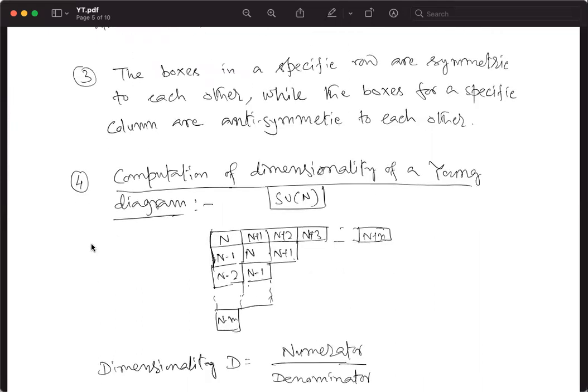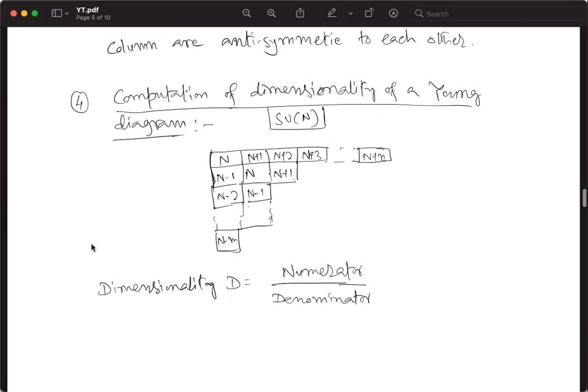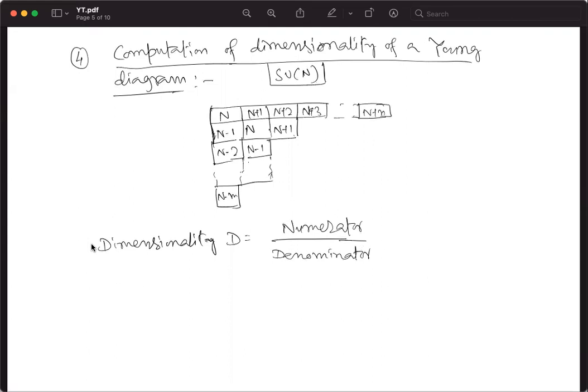So once we use these thumb rules to construct the diagrams, our job is not done, because then we have to compute the dimensionality of those diagrams. So how do we compute the dimensionality of these representations? Let's say this is one of the generic diagrams you find out, and you have to remember that at this top left corner, for SU(n), we start with n. Once we put n here, we put some numbers in these boxes, and there are some rules we need to follow while numbering these boxes.